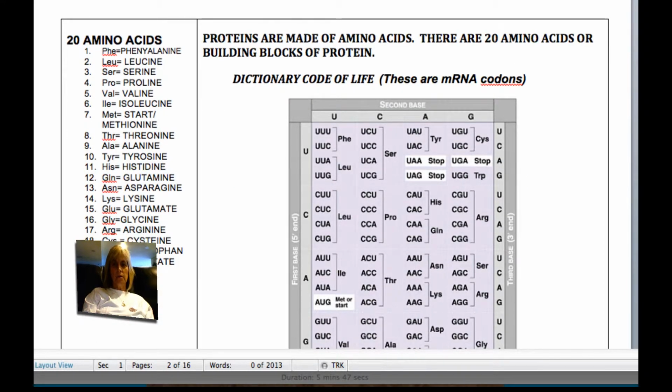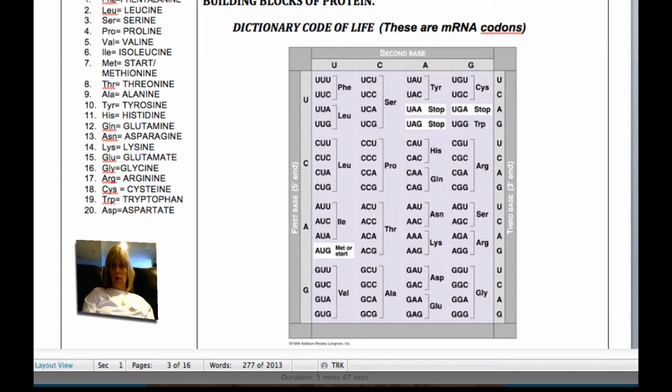In our bodies, we have 20 different amino acids. You can see that these amino acids are abbreviated in this chart; for instance, phenylalanine is abbreviated PHE. Then we have this dictionary code of life, and I want to make sure you understand that messenger RNA will have the code to make these specific amino acids.